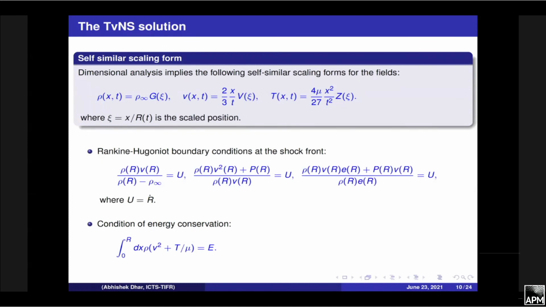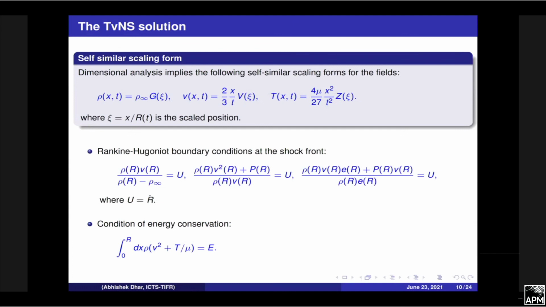There are these factors which are not so important, but the main point is that we are now looking for self-similar solutions at long times. What we can do is plug these scaling forms into the Euler equations, and that would give some equations for these three scaling fields G, V, and Z. And then there's a shock front, and from some analysis one can get some conditions on what happens at the shock.